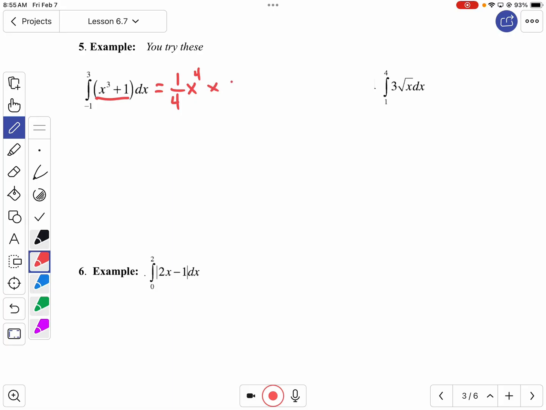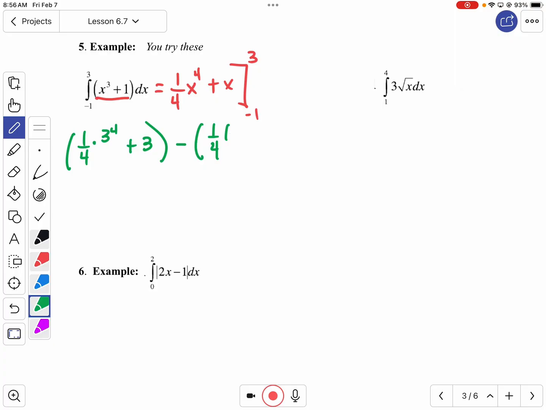To end up with a plain 1, when I take a derivative, what did I start with? So plus x, all right? We're going to evaluate it from -1 to 3. Now, be careful, because once you get here, it's going to be in your arithmetic if you mess up. So I'm going to have 1/4 times 3 to the 4th plus 3, minus 1/4 times -1 to the 4th plus -1.